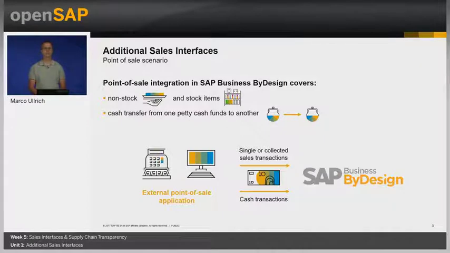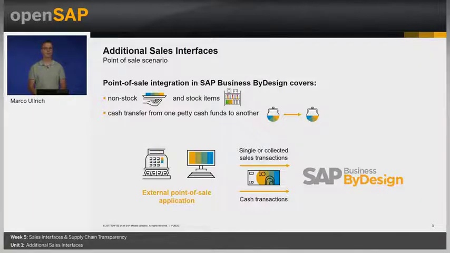With the standard point of sales integration, an external point of sales application can be connected to receive relevant transactions. For instance, this point of sales interface can be used in a small on-site shop with a petty cash where end customers can do their purchases. At the end, single or selected sales transactions can be transferred to SAP Business ByDesign. Additionally, also cash transactions can be handed over.